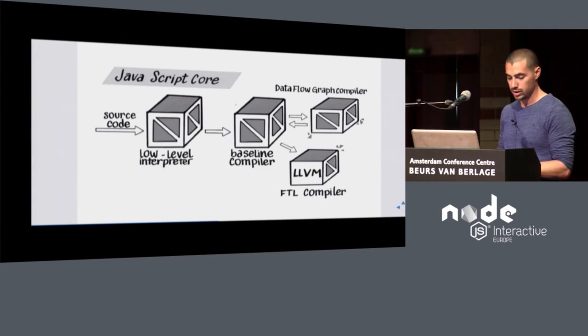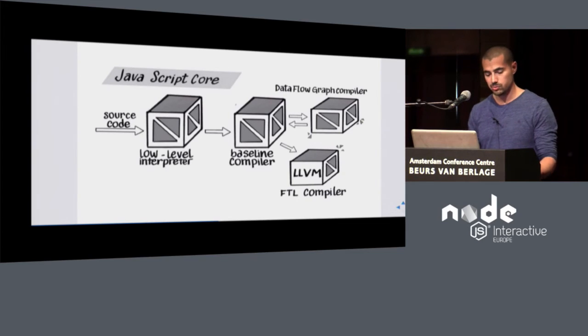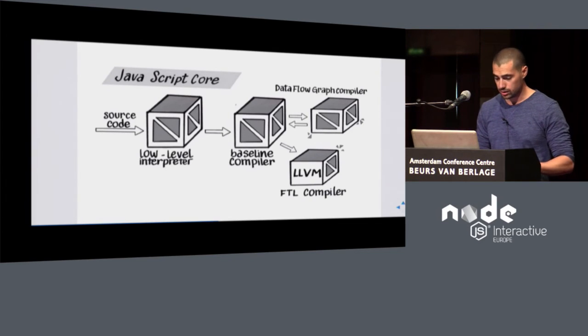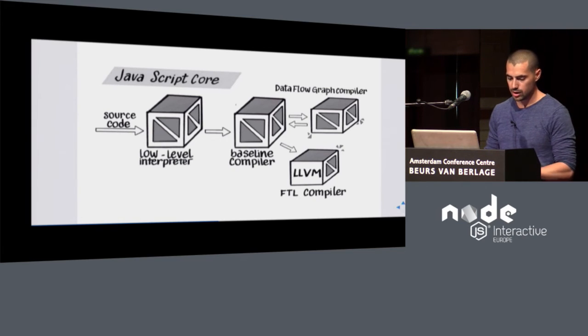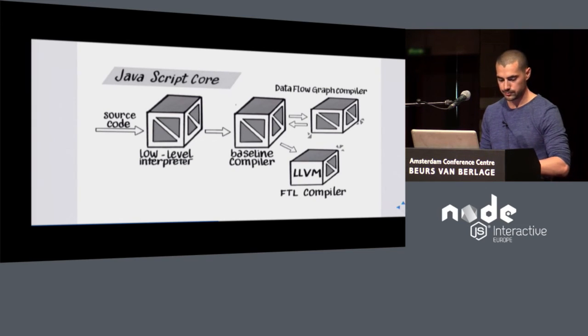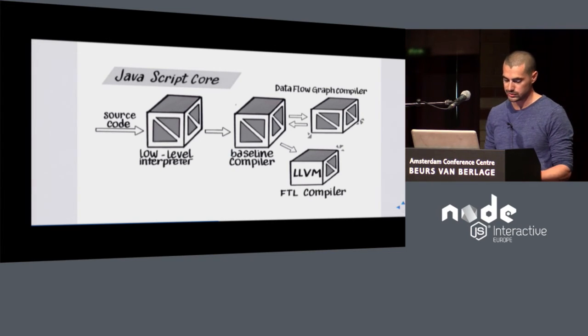JavaScriptCore, the engine that powers Safari, also has a four-tiered architecture: an interpreter, an unoptimizing compiler, and two optimizing compilers, DFG and FTL. The low-level interpreter and the baseline compiler both use inline caches. The engine will apply heuristics to know which level of optimization is needed, and interestingly enough, at any point, the stack can have entries of generated code from all four tiers.